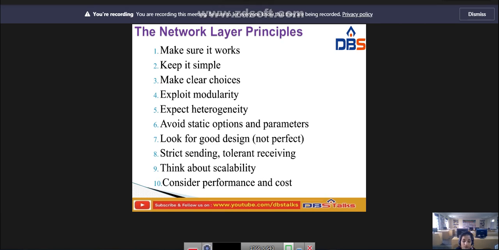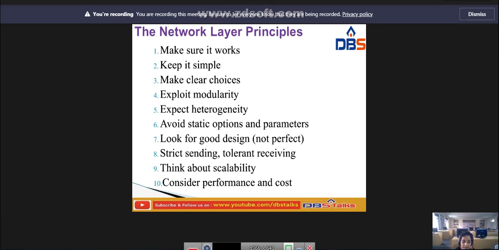So make clear choices. If there are several ways of doing the same thing, choose one. Having 2 or more ways to do the same thing is looking for trouble. Standards often have multiple options or modes or parameters because several powerful parties insist that their way is best. Designers should strongly resist this tendency. Just say no.